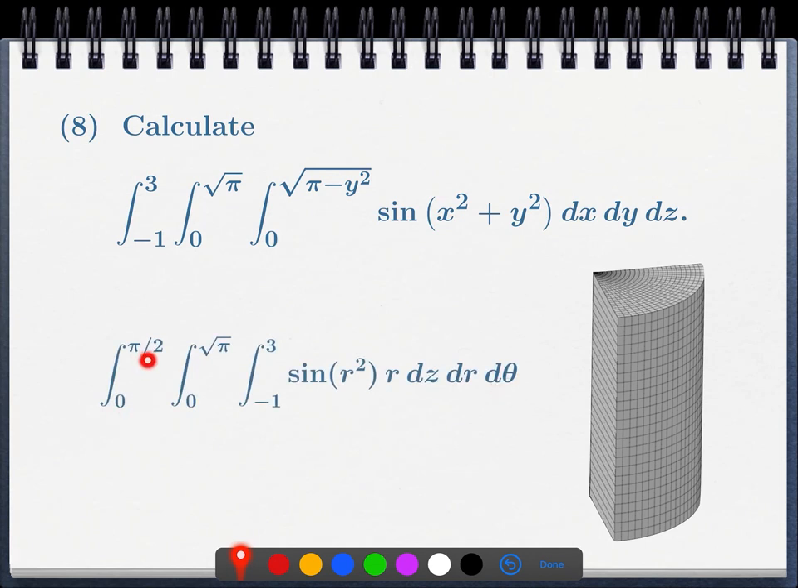So theta again goes from 0 to pi halves because we just have this quarter of the circle as a shadow in the xy plane, and you're just going from the positive x-axis to the positive y-axis. R is going from 0 to the square root of pi, and z again is going from minus 1 to 3. This was not a volume. X squared plus y squared is r squared. Here we're integrating sine of r squared. And then we have dV here, r dz dr d theta. So this is the triple integral in cylindrical coordinates that we want to calculate.